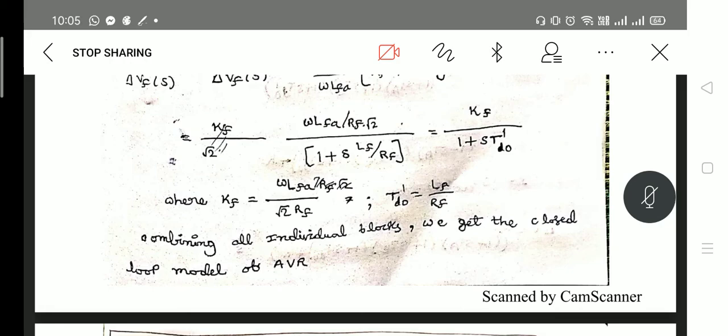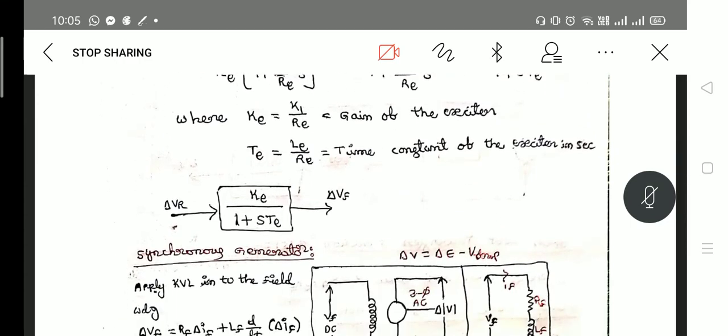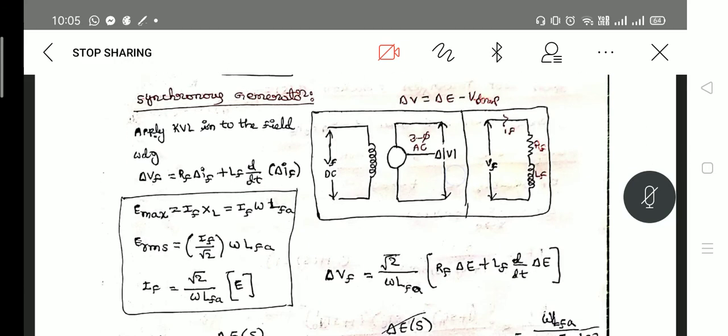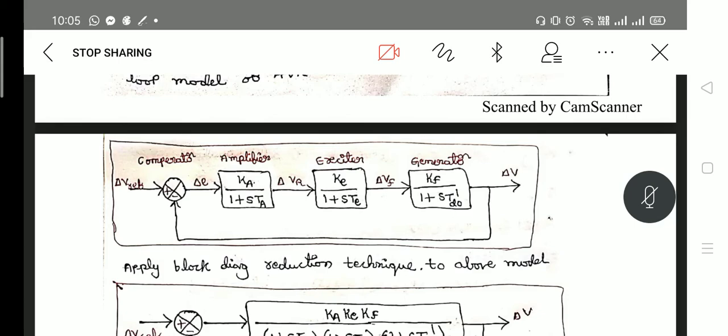Combining all the individual blocks, we have calculated separately all those components: comparator, amplifier, exciter and synchronous generator. You can combine all the output terminals and find the transfer function. First is the comparator, right? The comparator circuit is this one. Next, the amplifier. The amplifier is Ka by 1 plus S TA.